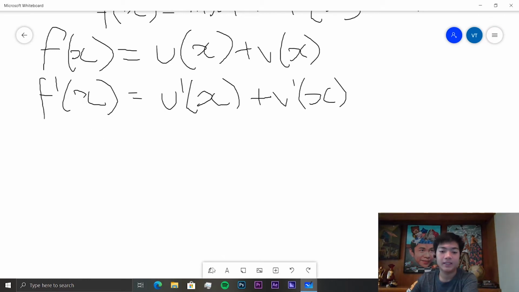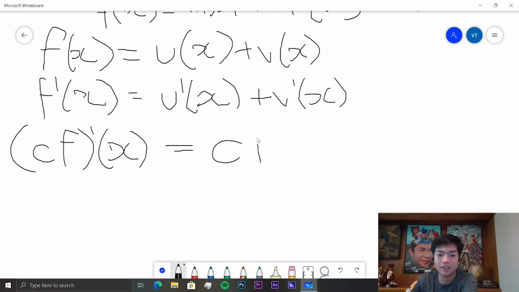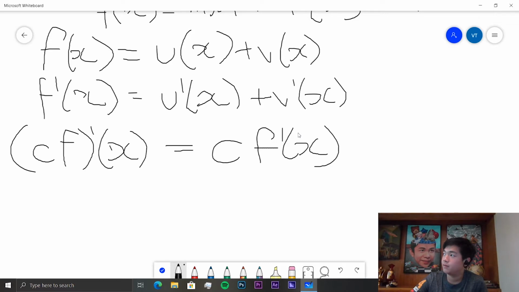Another thing is, if we have a constant multiplied to a function, and we're getting the derivative of this whole function, this is simply equal to the constant times the derivative of the function, as long as the derivative exists, of course. So this will be useful when we have constants being multiplied to functions.